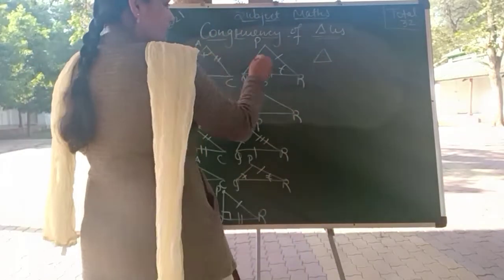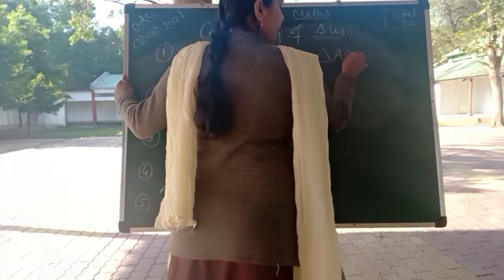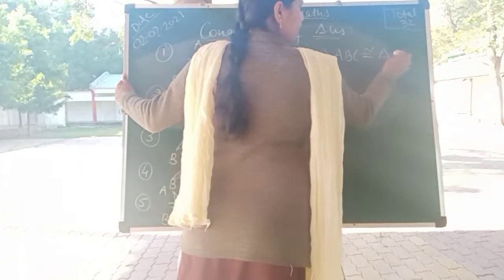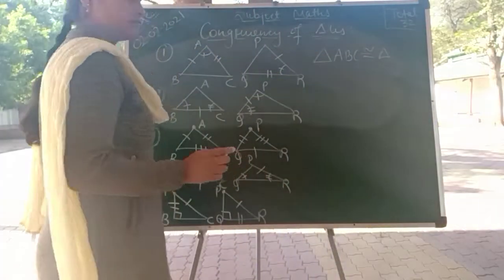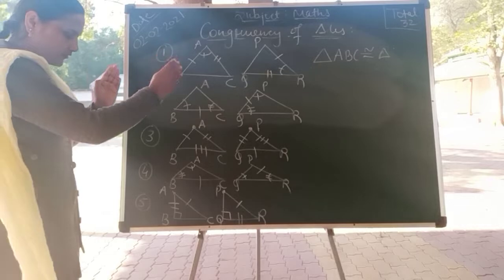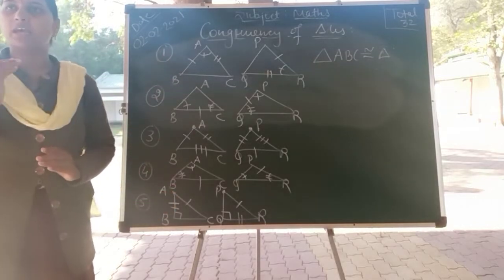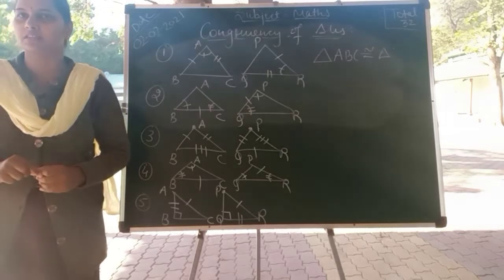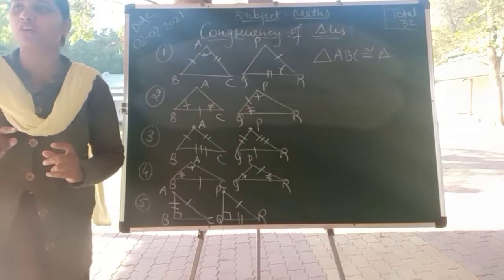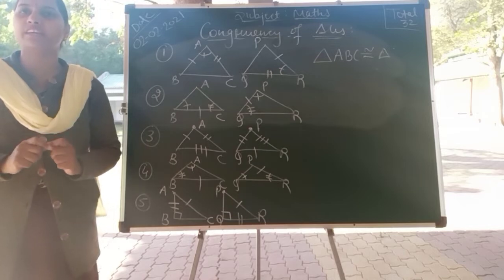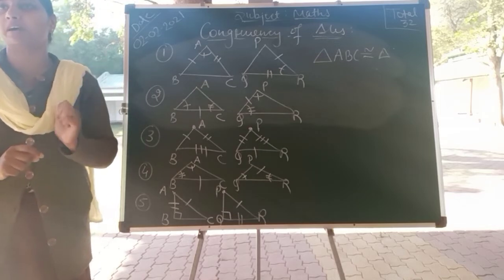Triangle ABC congruent to triangle PQR. Listen carefully. I have drawn 5 pairs of triangles. Among them you have to mention the correct criteria of triangles and correct symbolic form. Whenever I write the symbolic form, at that time I have to take care of the corresponding parts.